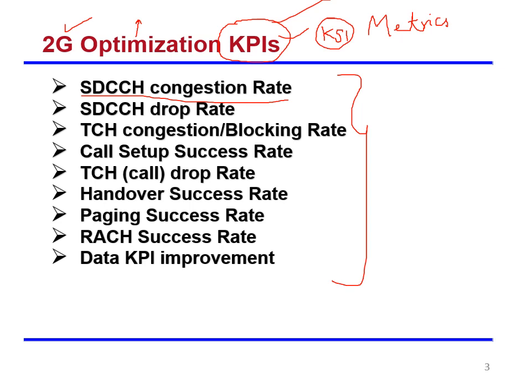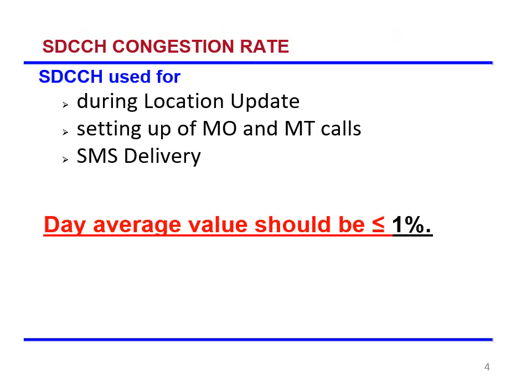What is the SDCCH congestion rate? We will see one by one. SDCCH congestion rate should be higher or lower? First of all, it should always be lower. The SDCCH congestion rate should always be as low as possible. It should be less than or equal to 1%. The lower the SDCCH congestion rate, the better the quality of the signal.